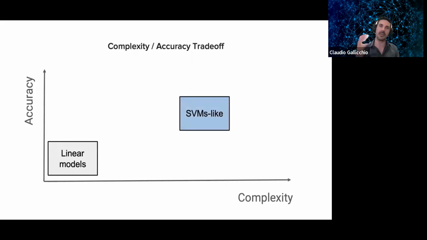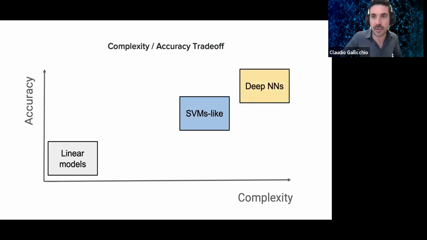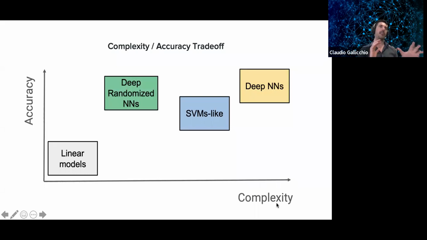Then you can have traditional machine learning algorithms like support vector machines, with more complexity, but also higher accuracy. And at the other edge of the spectrum with respect to linear models, you have deep neural networks, where the accuracy can be in practice even superhuman, or very, very high, at the cost of increasing a lot the complexity of your system. So what I want to say is that when we deal with deep randomized neural networks, we aim at being here in this picture, okay?